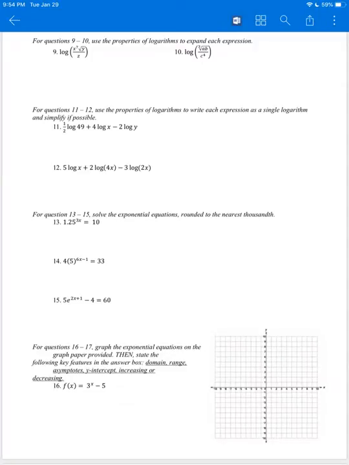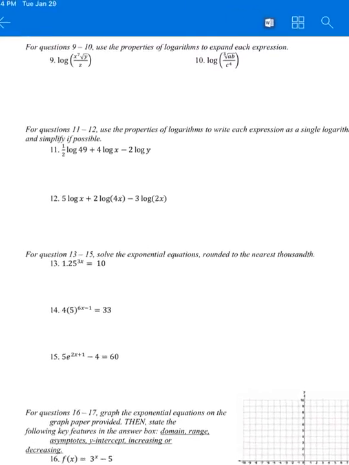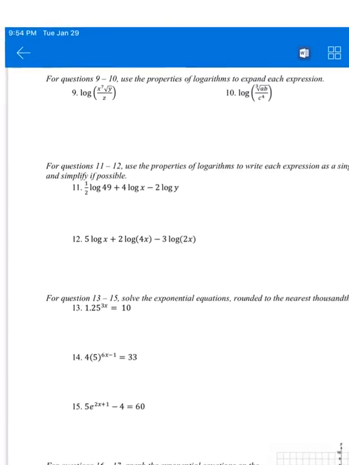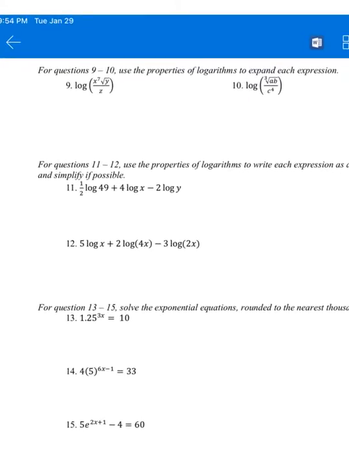Numbers 9 and 10, we are using the log properties. We spent 2 days doing this. Okay? If you have multiplication, that can be expanded with addition. And if you have division, that can be expanded using subtraction. So for example, number 9, this can be rewritten as log of x to the 7th plus log square root of y minus log of z.